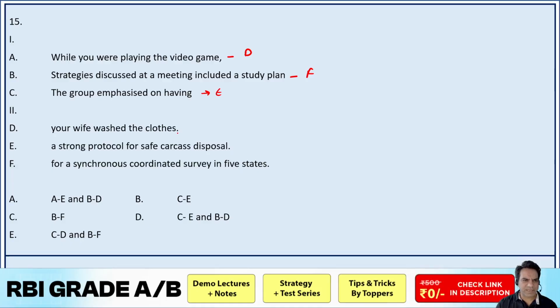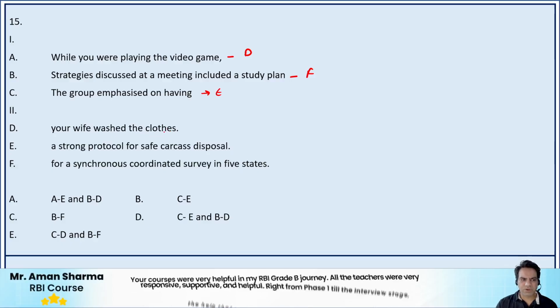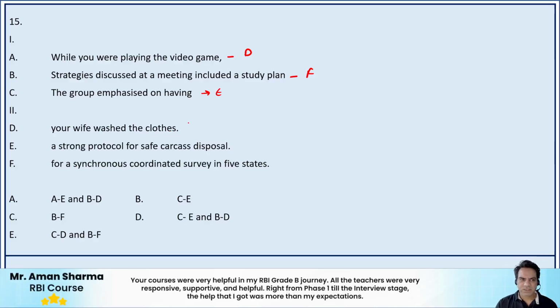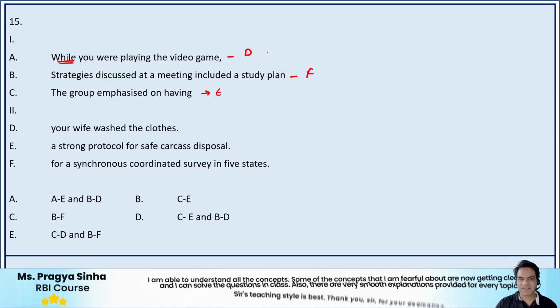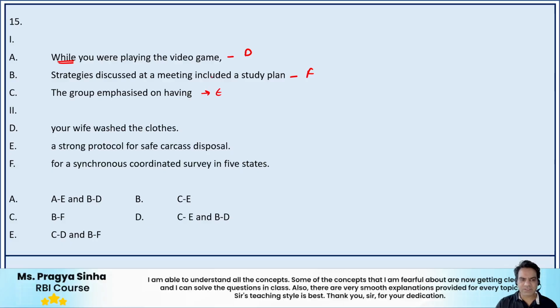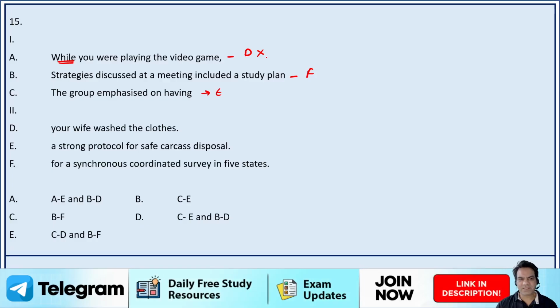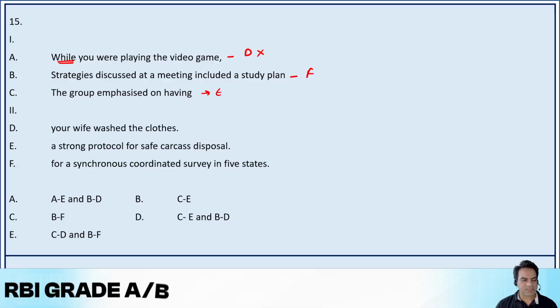But while you were playing the video game, your wife washed, it should not be washed, it should be your wife was washing the clothes. So see, when we use while, we are basically referring to two simultaneous actions, but the second action is not simultaneous, so this is not grammatically correct. It should have been while you were playing the video game, your wife was washing the clothes, but it's not correct. So let's look at the second option.